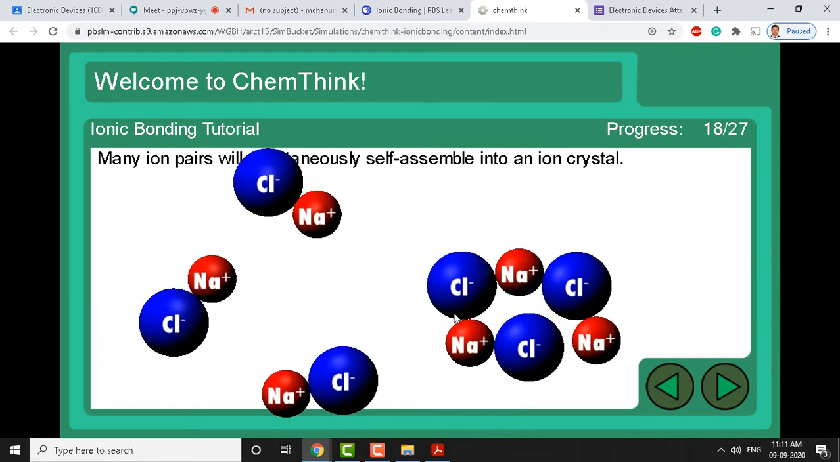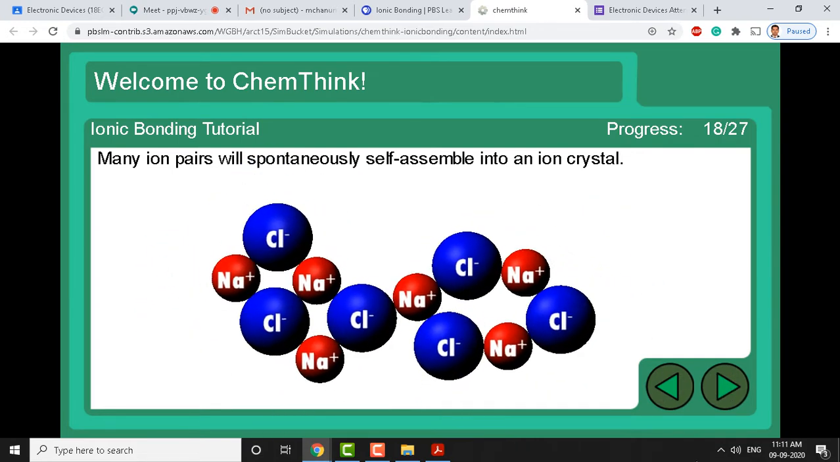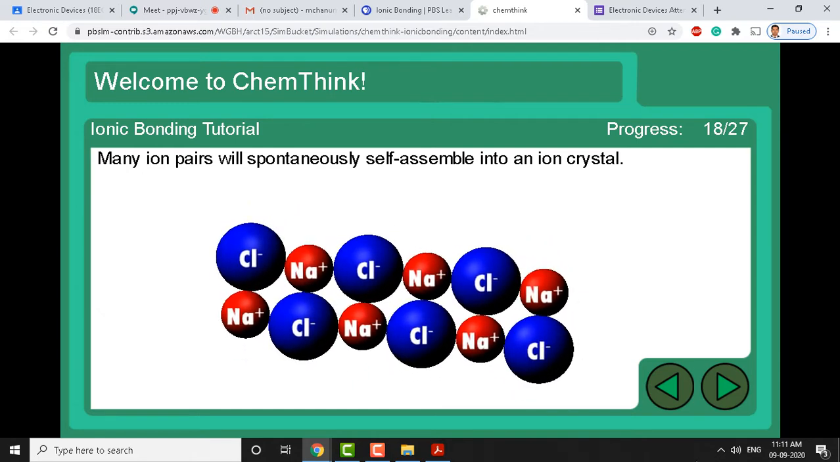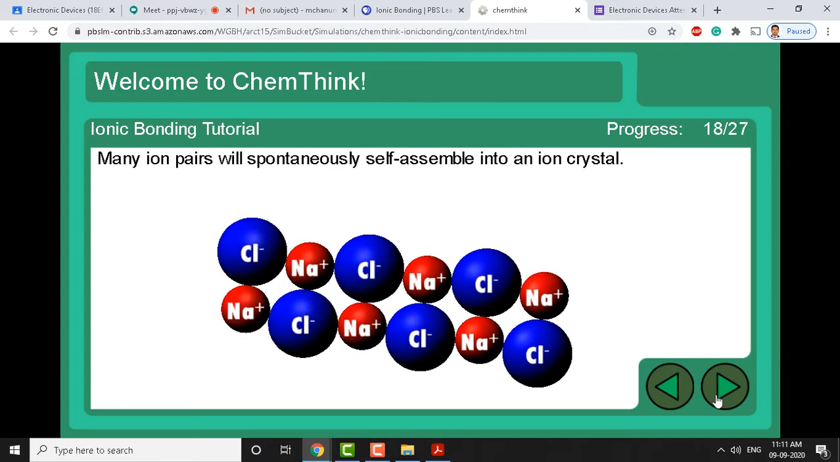Now you can see that it forms an ionic kind of bonding with opposite kinds of ions.